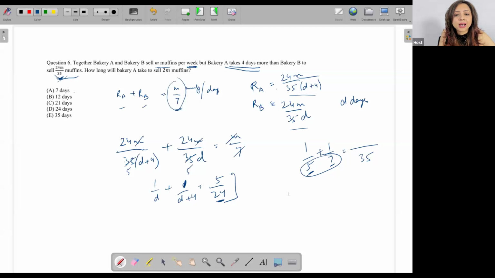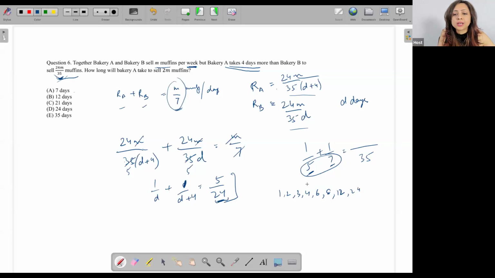Now, which factors does 24 have? Of course, it has 1, 2, 3, 4, 6, 8, 12, and of course 24, yeah? Now, I need D and D plus 4 to have values which are factors of 24. Otherwise, how will the 24 appear in the denominator?